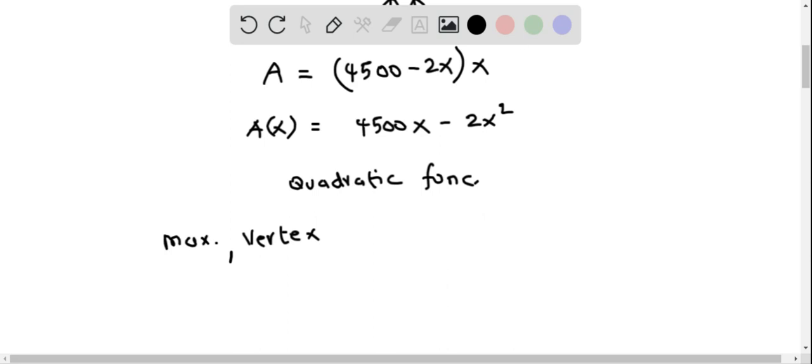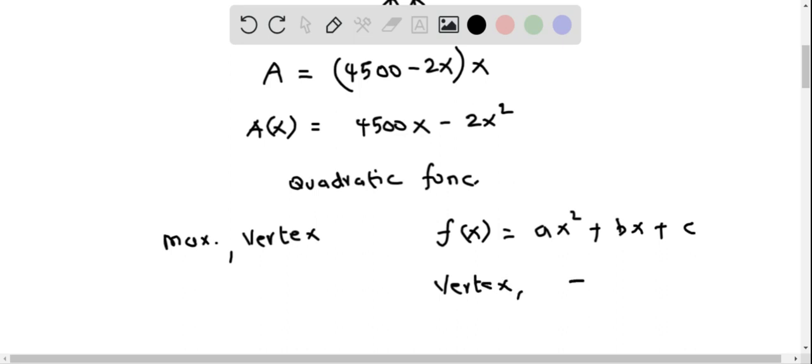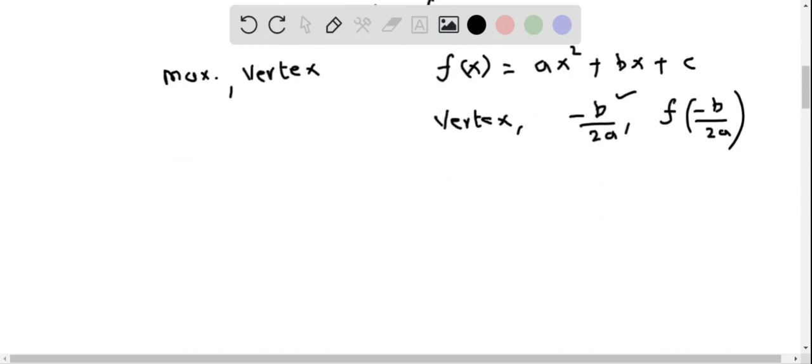Let's recall that for a function f of x in quadratic form, ax squared plus bx plus c, the vertex, the maximum or the minimum value, usually occurs at x equals negative b over 2a, and the maximum value is f of negative b over 2a. So first let's determine negative b over 2a, and then plug it into the area function to get the maximum value. I'm going to copy the area function over here.